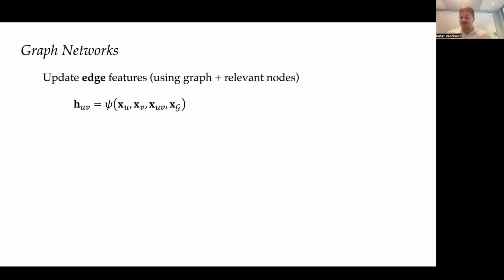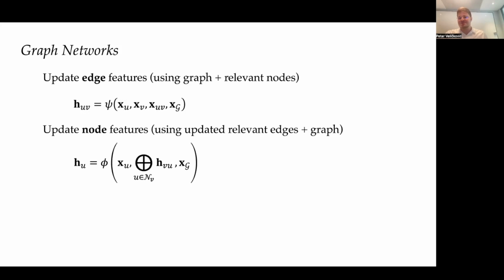As I said, the first step we're going to do is update our edge features. So compute the latents h_uv. And what are all the relevant features for updating the edge? Well, you have obviously the two node features incident to that edge, so x_u and x_v. And then you also have some features of the edge, x_uv, that are relevant. And you have features from the graph, which might also be relevant for updating that edge's feature. So this first step should be fairly straightforward. Use the relevant two nodes, the edge features, and the graph features to update the edge features.